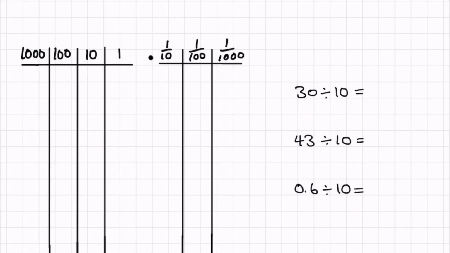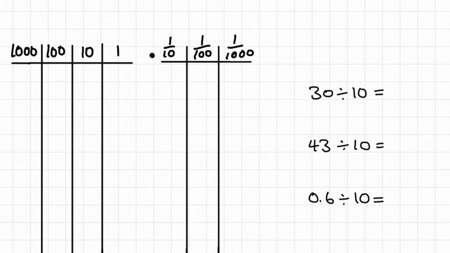As we know the relationship of the columns when it comes to multiplying, it actually works the other way round when we're looking at dividing. So if we look at the columns, 1,000 divided by 10 is equal to 100. 100 divided by 10 is equal to 10. 10 divided by 10 is equal to 1. 1 divided by 10 is equal to a tenth.